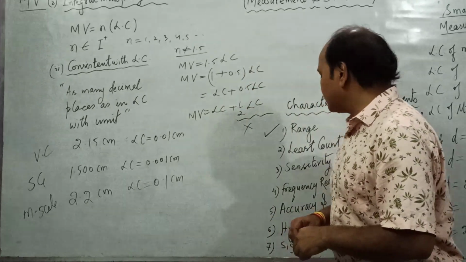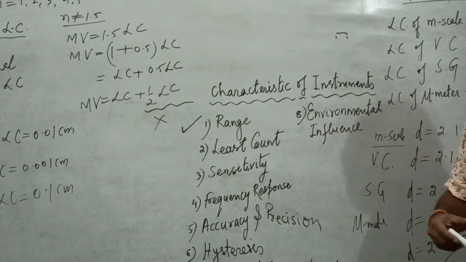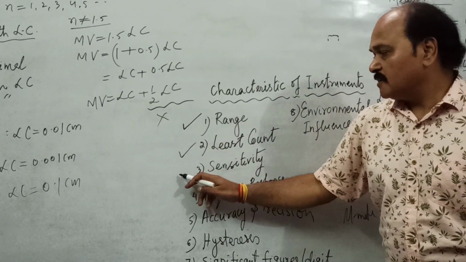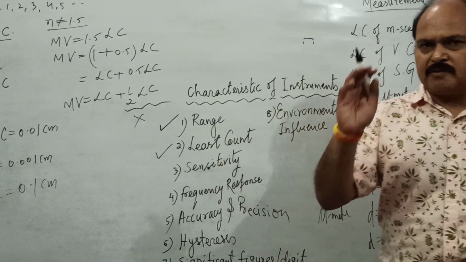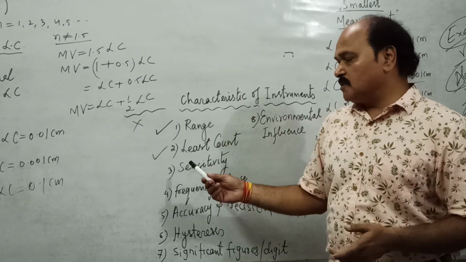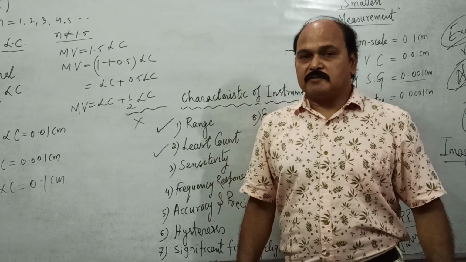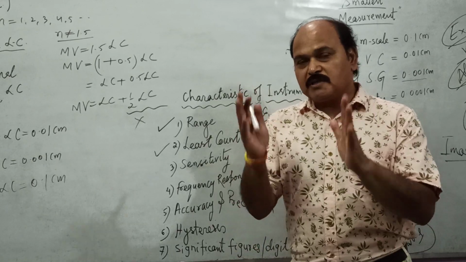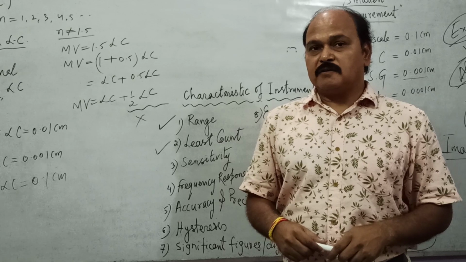Now, the next property is sensitivity. Sensitivity is the ability of an instrument. All these properties are very, very simple, I am just going to tell you verbally. Sensitivity of an instrument is its ability to measure smaller physical quantities. Smaller is the physical quantity measured by an instrument, higher is its sensitivity.